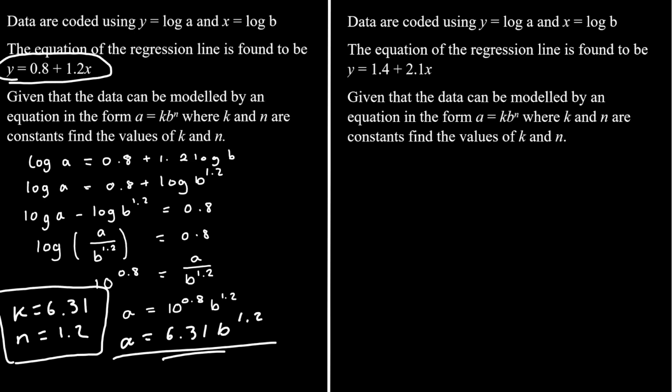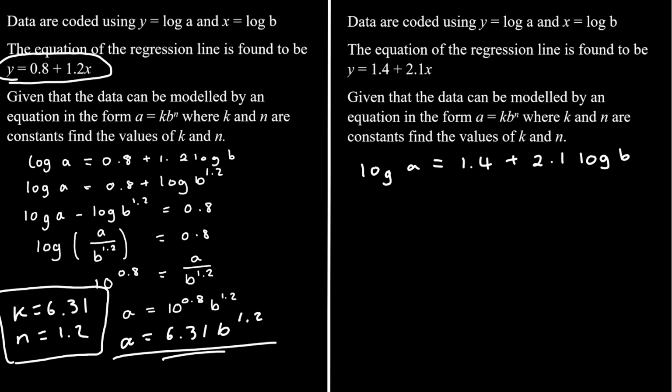Okay, one for you to try. See if you can give it a go. So again, it's the same question. A and b have been coded to give y and x, and we've got a straight line relationship between y and x. We need to find the equation in the form a equals k b to the power of n, where k and n are constants. So y is the same as log a, and x is the same as log b.